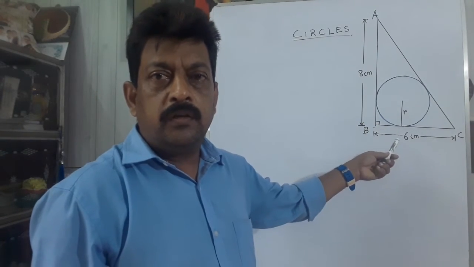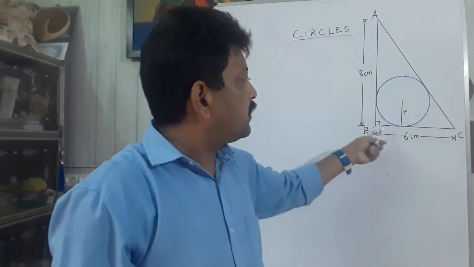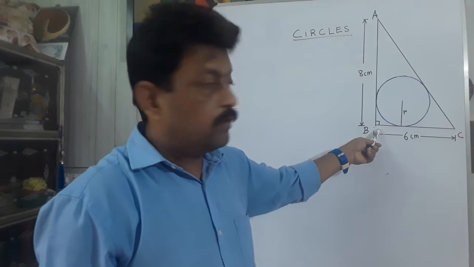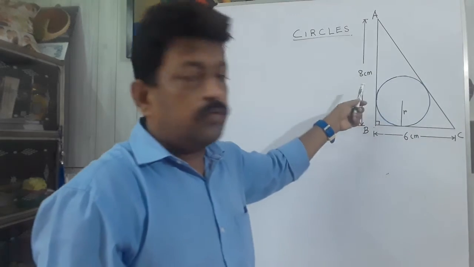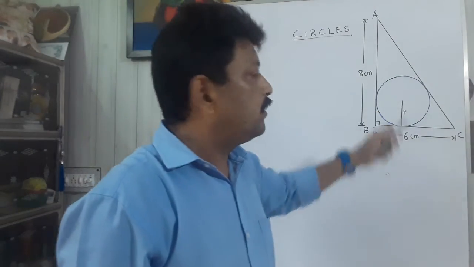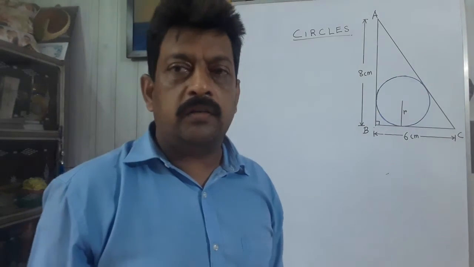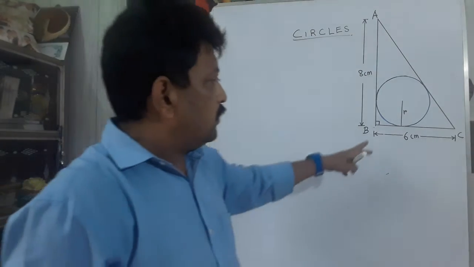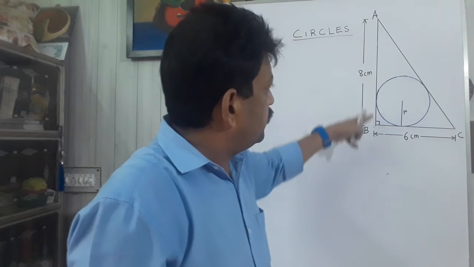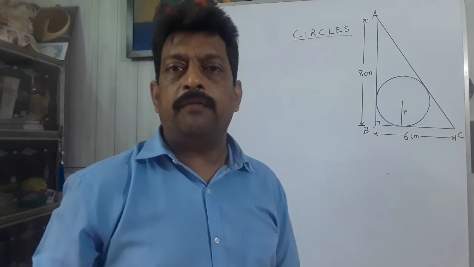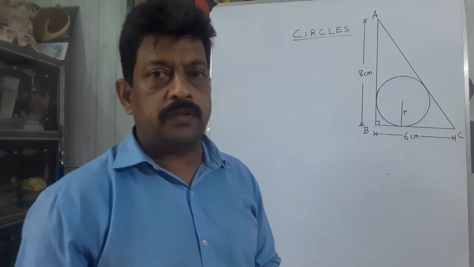As you can see, triangle ABC is a right angle triangle, or right triangle, which circumscribes a circle of radius r. The radius is not given. The side BC is 6 centimeters and the side AB is 8 centimeters. We have to find the radius of the circle.